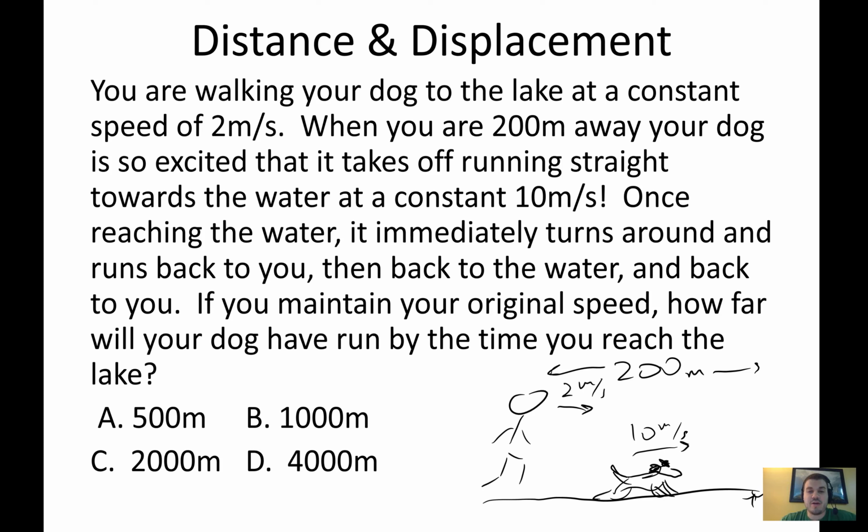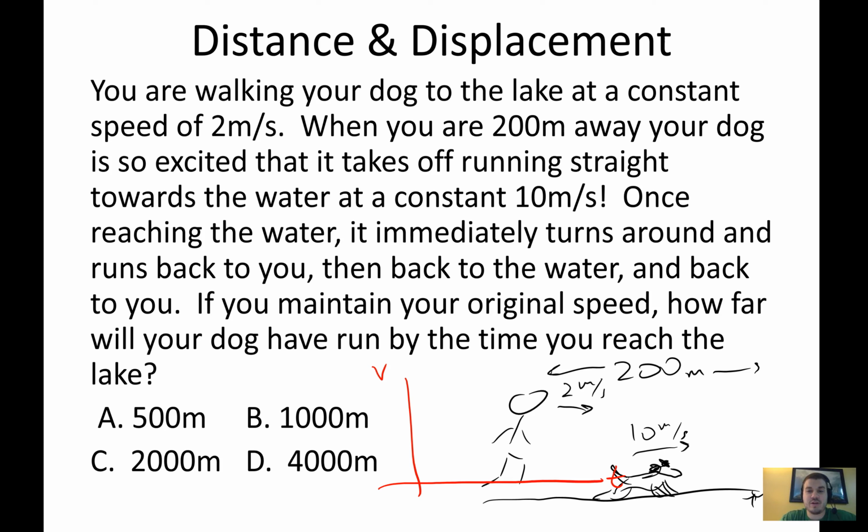So let's talk about how we want to handle these things. There are a few different ways that we can do it. My general rule of thumb is to draw velocity versus time graphs. We have to make some assumptions here, right? The first assumption we make is that the dog instantly changes direction and runs back and forth, back and forth, back and forth.